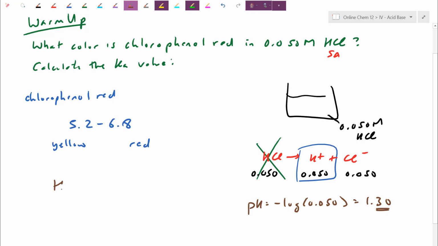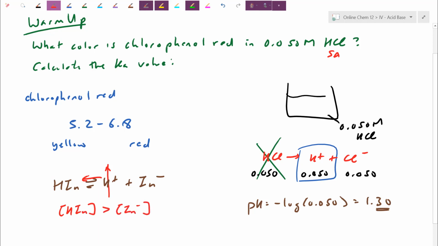You can think about the indicator equilibrium. HIn is donating a proton, becoming In minus. In a heavily acidic solution, you have a ton of H plus. That's going to shift the equilibrium over. We're going to have way more of the acid form than the base form. Okay? Because we're going to be in the acid form, we're going to be the acid color. In this case here, it's going to be yellow.